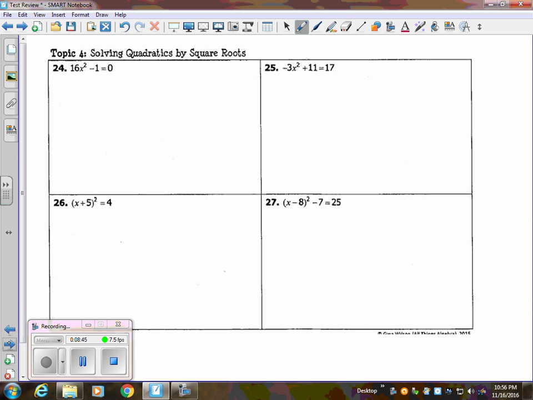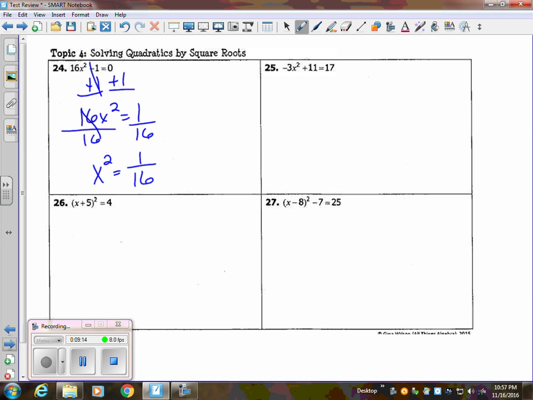Solving quadratics by square roots. All right, so you're going to solve these as if they're, well, if you notice, none of them have an x. They all have just x squared and numbers, no x. So you can solve it simply by moving things from one side to the other. So here I'm going to add 1. I've got 16x squared equals 1. Divide by that 16. X squared equals 1 over 16.